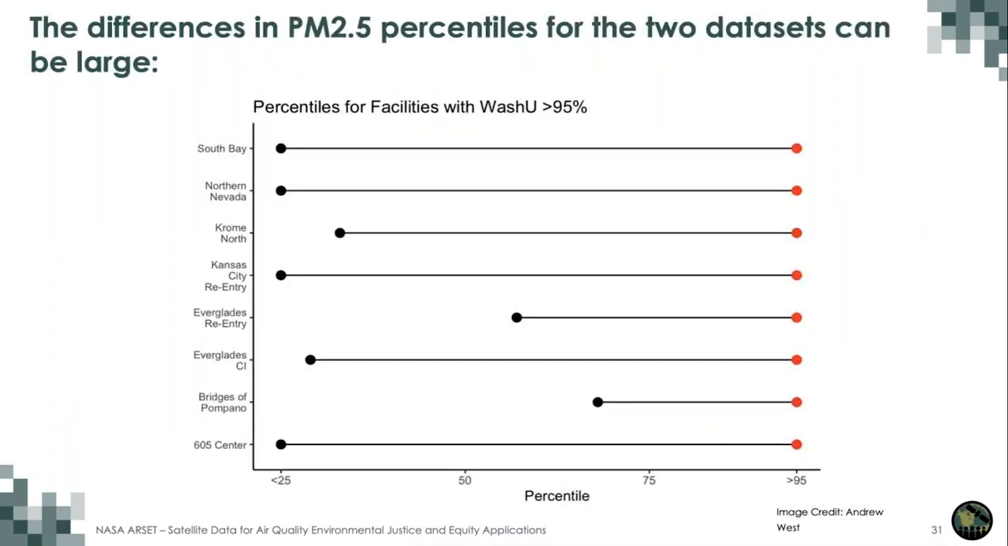We also saw that the differences in the percentiles for the PM2.5 burden between the two data sets can be quite large. You can see on the bottom, the x-axis is the percentile. The y-axis is showing some examples of facilities. You can see that the disparities between some of the percentiles can be as high as 70% in some cases. So again, you're seeing a very big difference in what the different data sets are capturing in terms of air pollution burden.